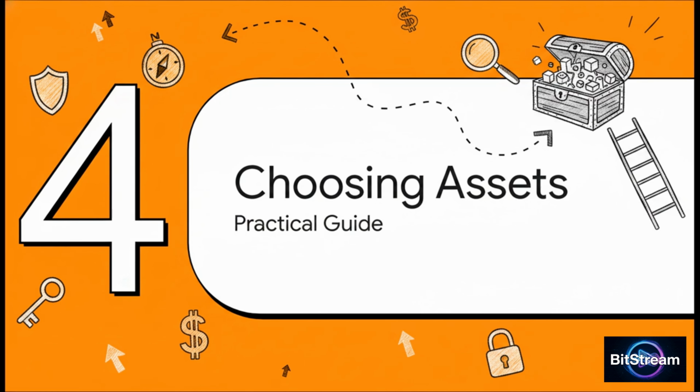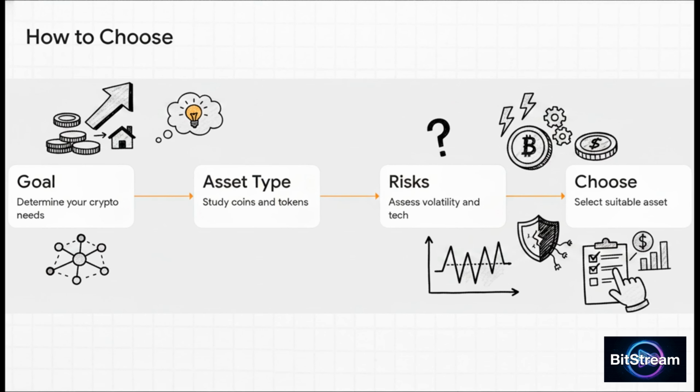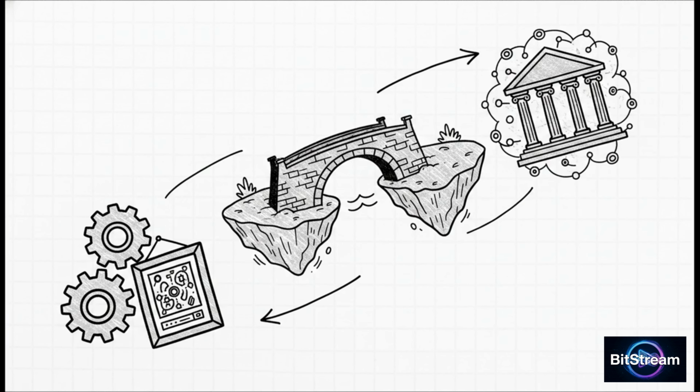Which brings us to part 4, how to actually choose the right asset. Look, participating in this space consciously means you need a game plan. Step 1, figure out your ultimate goal. Are you looking to hold on to something for the next decade, or do you just want a way to make fast, everyday payments? Step 2, take a look at the asset types we just mapped out and find the one that matches that goal. Step 3, take a really honest look at the risks and the volatility tied to that specific tech. And finally, step 4, pick the asset that actually aligns with your own personal strategy and your comfort level with risk.